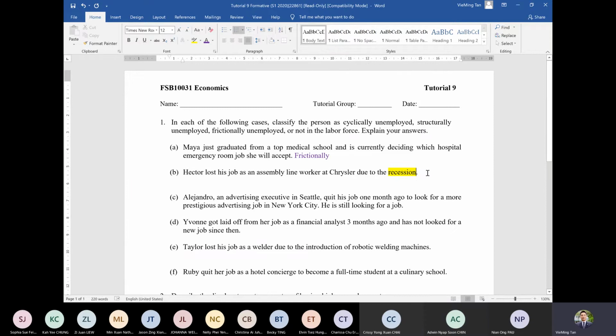So if people are unemployed during a recession, then what type of unemployment is that? Due to the whole economic condition is not good, GDP is reducing. Then this will create what type of unemployment? Cyclically unemployed. Yeah, cyclically unemployed. So the answer will be cyclical. So the keyword is recession.